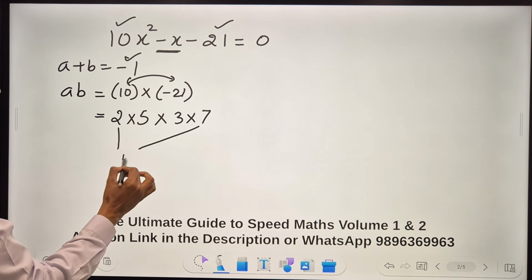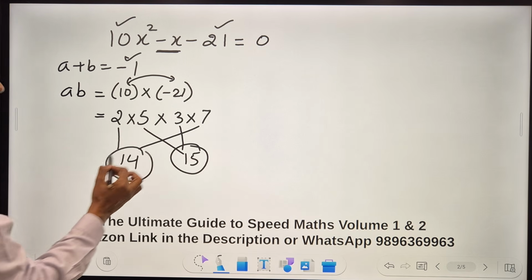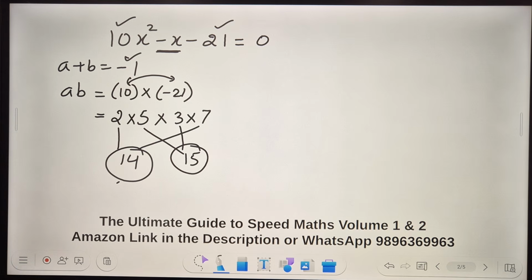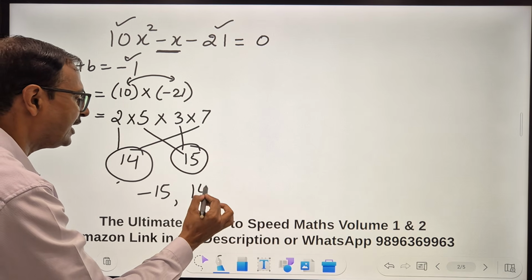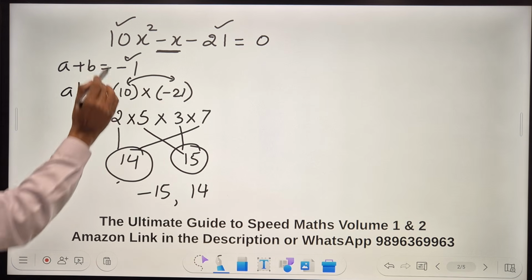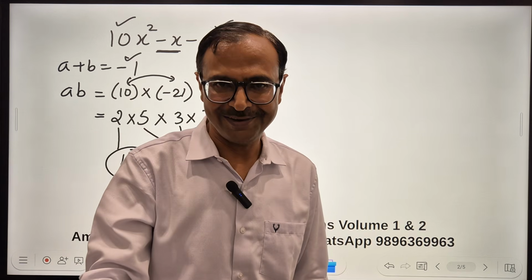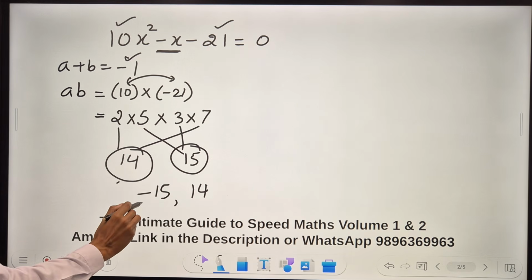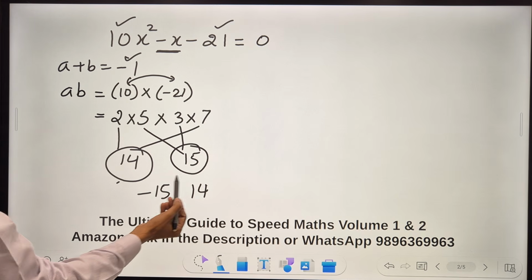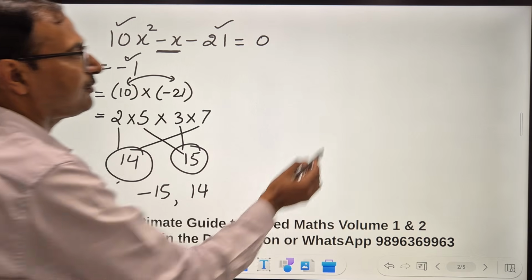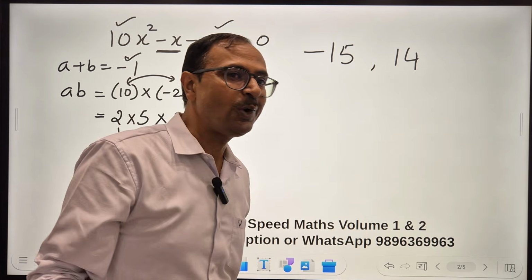2 and 7, 14; 5 and 3, 15. And 15 and 14 will surely give me a 1, because minus 15 and 14, when you add them, you will get minus 1. And so the middle term splitting factors are obtained. What are the factors? Minus 15 and 14, because you need a minus, so the larger one is negative and the smaller one is positive.